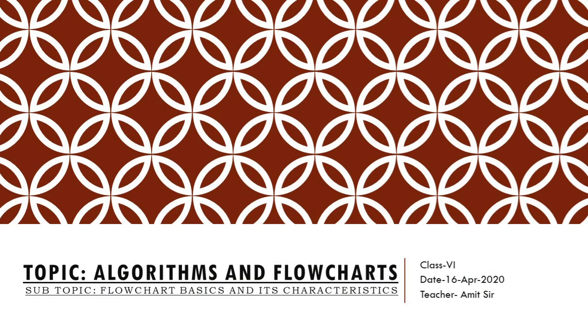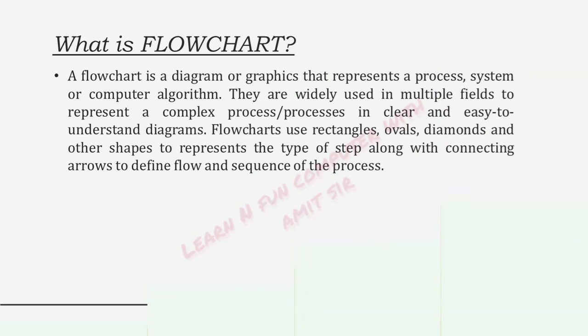In the previous lesson, we have learned about algorithm basics and its characteristics. Today, we are going to learn what a flowchart is, what its basic rules are, and what its characteristics are. So, what is a flowchart? A flowchart is a diagram or graphic that represents a process, a system, or a computer algorithm. In other words, the graphical representation of an algorithm is called a flowchart.